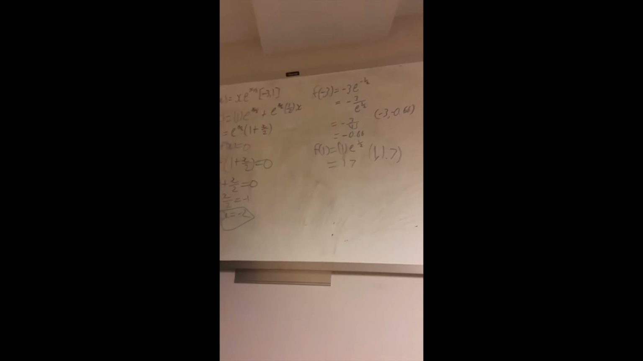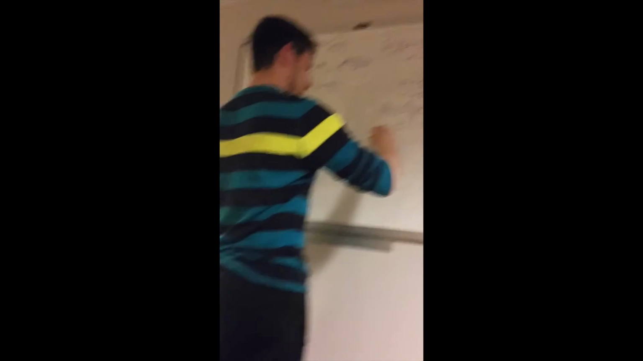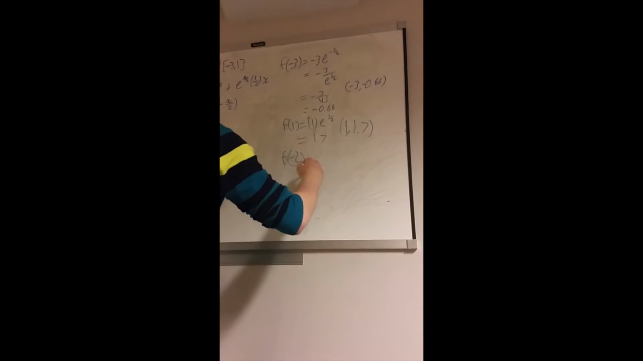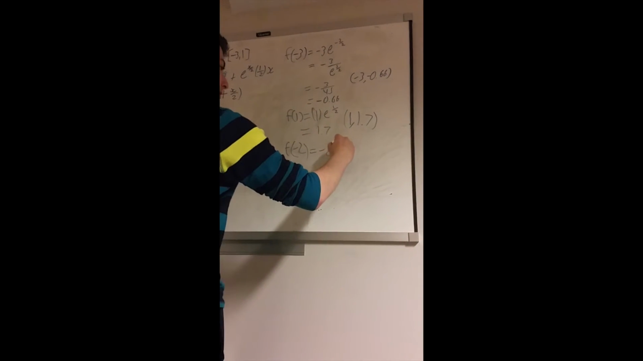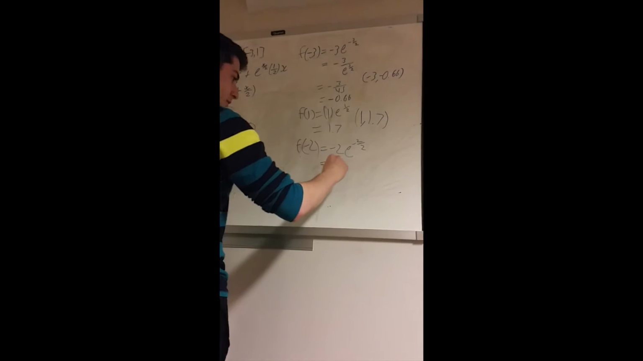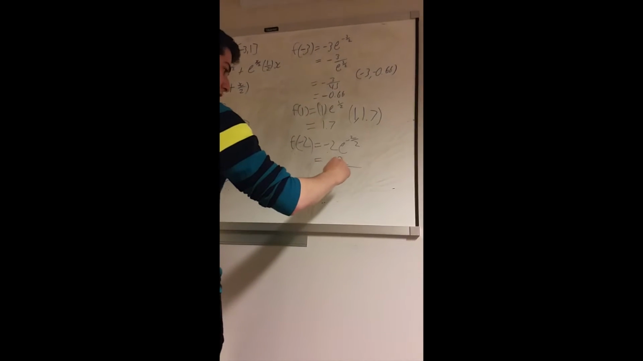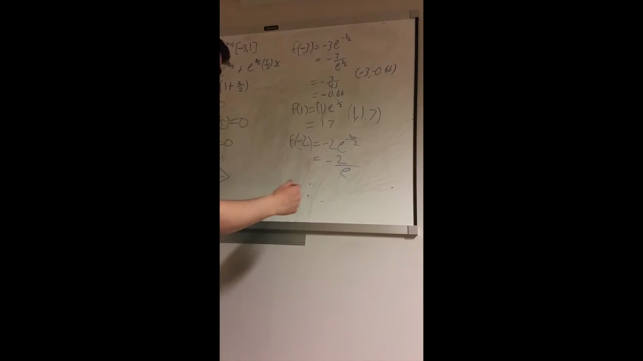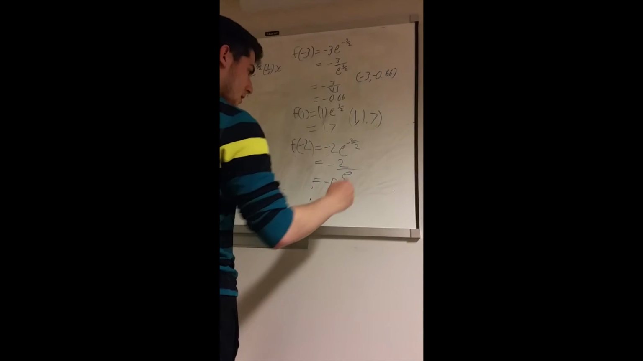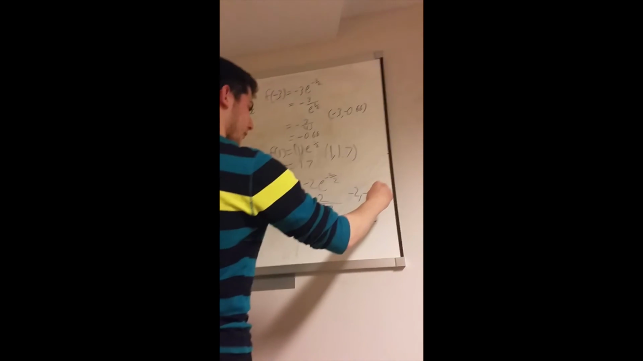All right, and then we're going to plug in our critical value, x is equal to negative 2. So we're going to have f of negative 2 is equal to negative 2 times e to negative 2 over 2, which is negative 2 over e, which is approximately negative 0.74. So this point is negative 2 and negative 0.74.